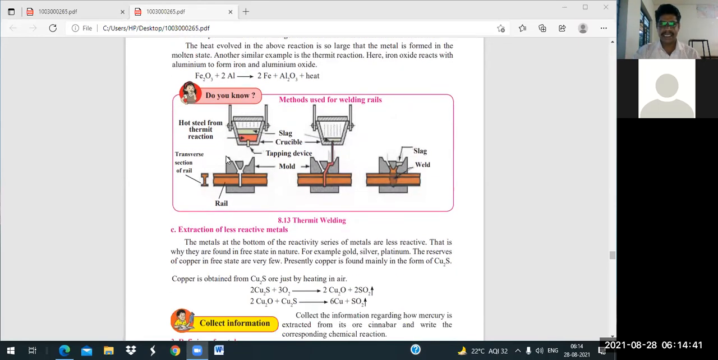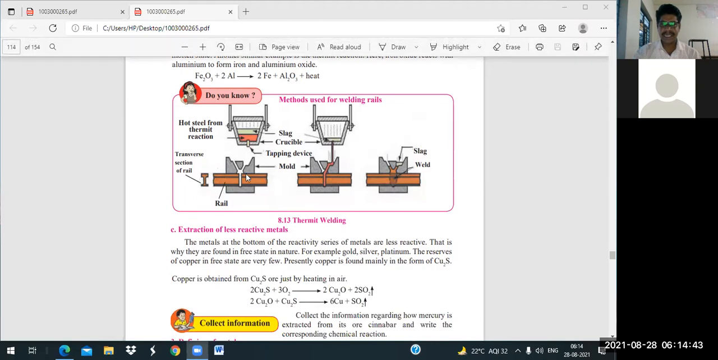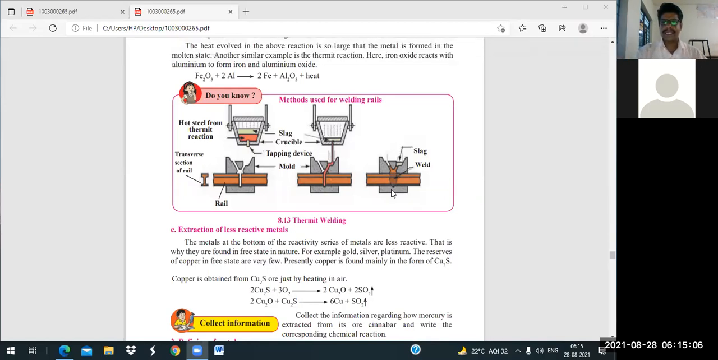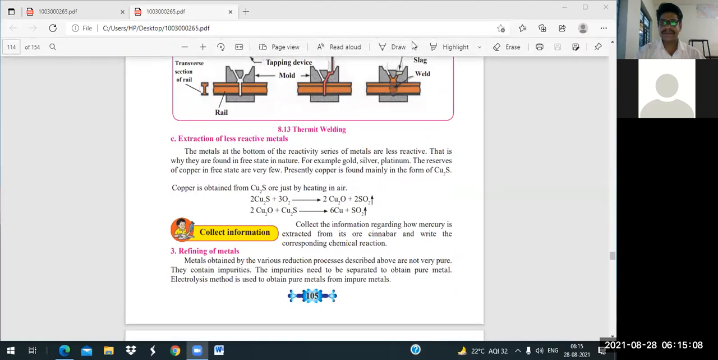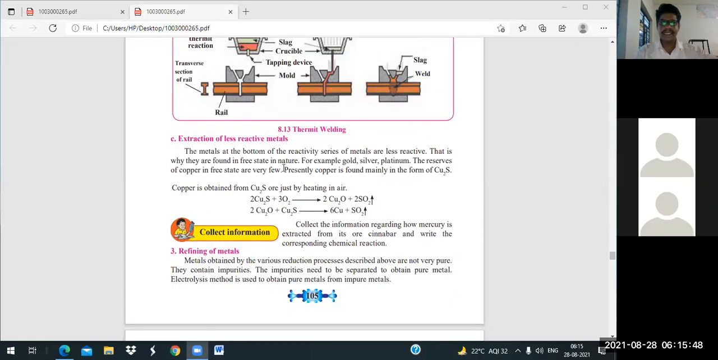Slag crucible, and then you can see here the transfer section of the rail, where we have to join that part. They are molding it with the help of this, and then we are getting a slag weld. Both are joined there. Due to that reason, the rail track is fully made from only one type of rod. It is made up of one only rod, or one only slag. Okay, understood?